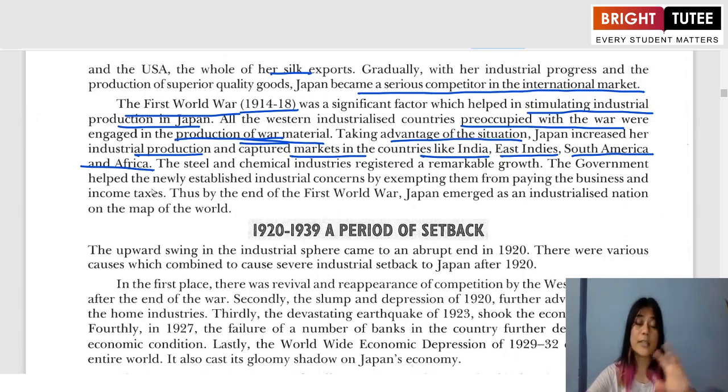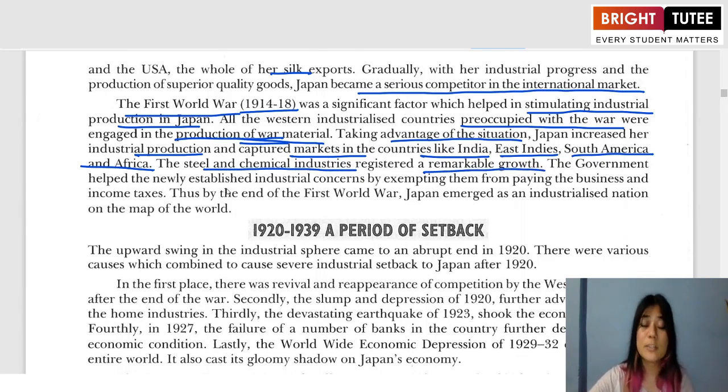So earlier their products were absorbed only in China and United States of America. But now, by the First World War, they had entered the markets of India, East Indies, South America, as well as Africa. Okay. Now, the steel and chemical industries also saw remarkable growth during this time.